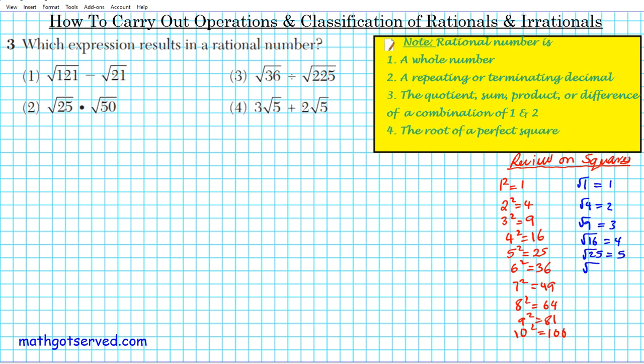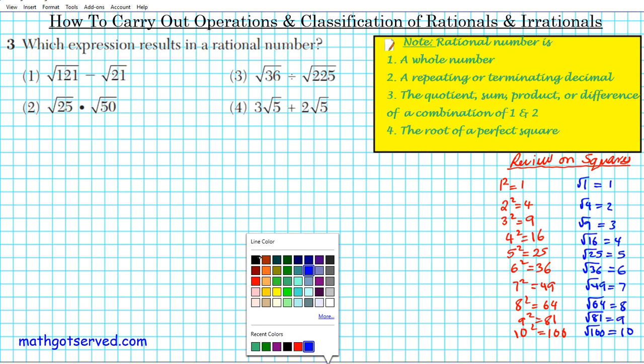The square root of 36 is 6. The square root of 49 is 7. The square root of 64 is 8. The square root of 81 is 9. And the square root of 100 is 10. This basically illustrates the inverse relationship between squares and square roots. They're inverse processes. All right, so let's get started.